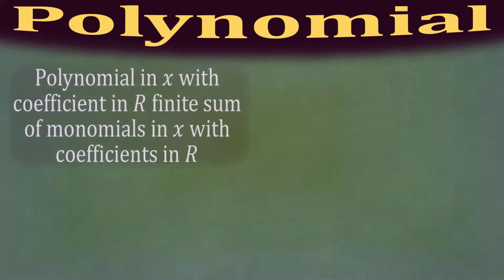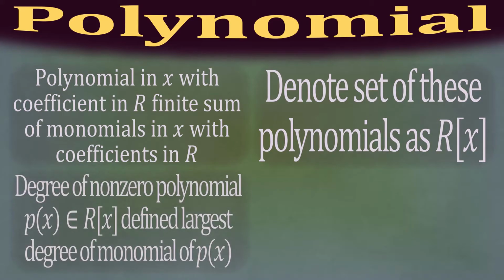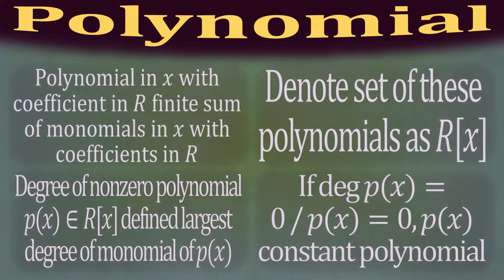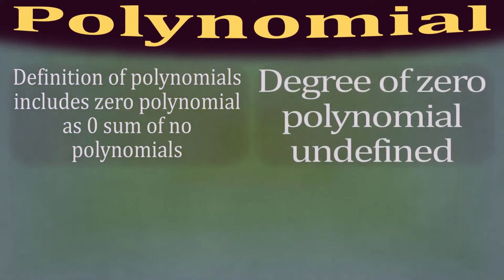A polynomial in x with coefficient in R is a finite sum of monomials in x with coefficients in R. We denote the set of all of these polynomials as R adjoin x. The degree of a non-zero polynomial p of x in R adjoin x is defined to be the largest degree of a monomial which is a summand of p of x. If the degree of p of x is 0, or if p of x is equal to 0, then we say that p of x is a constant polynomial. Note that our definition of polynomials includes the zero polynomial, as 0 is the sum of no monomials. However, the degree of the zero polynomial is undefined.